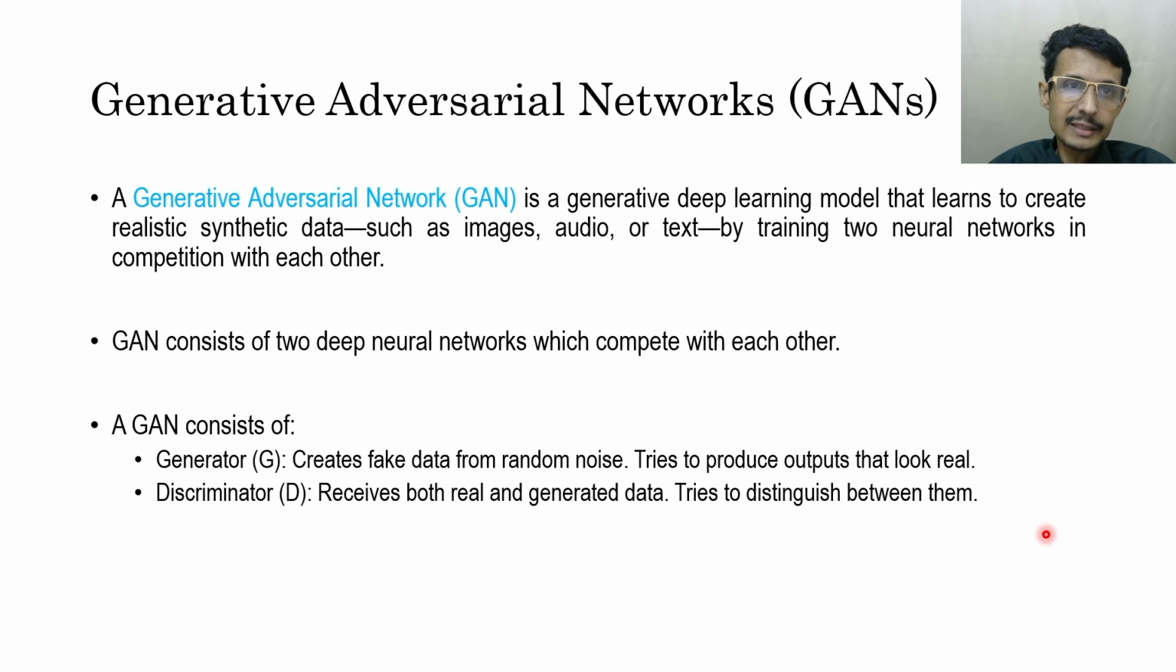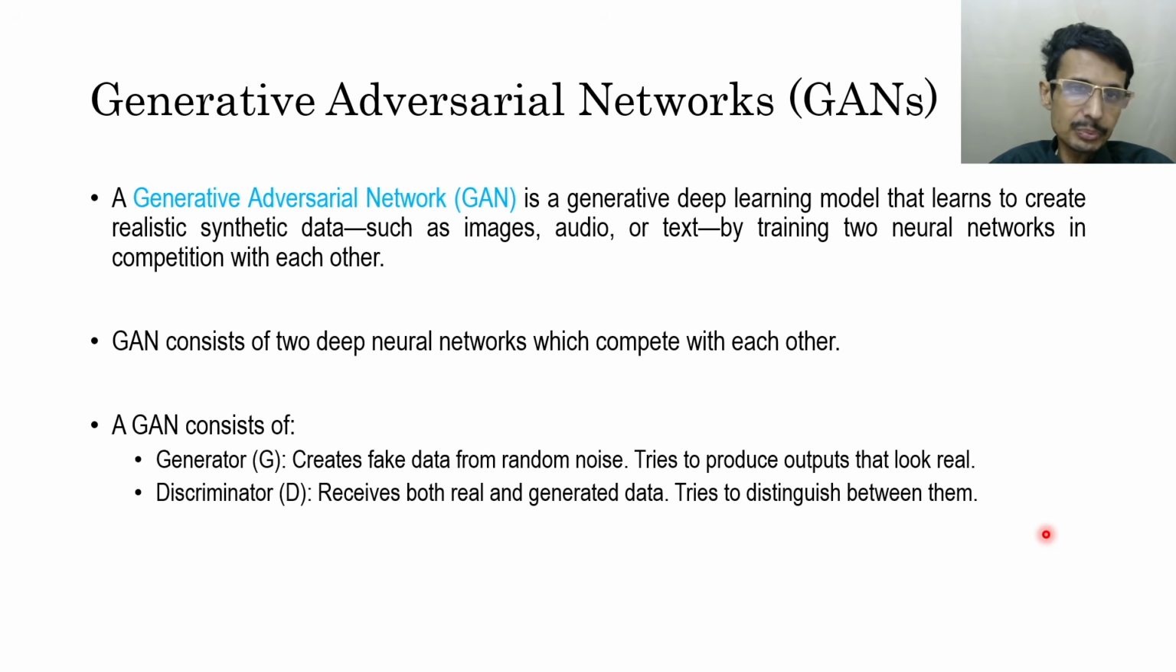Next, we'll see another generative model. It's a very popular model. Its name is Generative Adversarial Network, popularly known as GANs. So this generative adversarial network is a deep learning model that learns to create realistic synthetic data, such as image, video, audio, text, by training two neural networks in competition with each other.